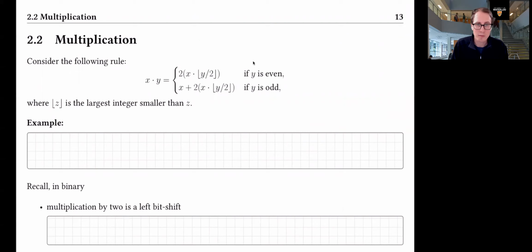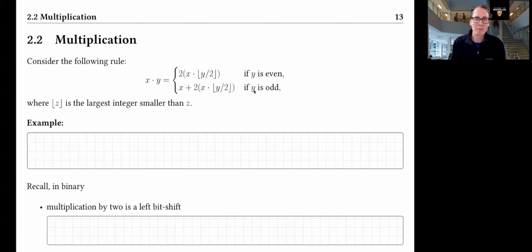It's going to follow from a rule that says the following. If I'm multiplying x and y, that's the same as multiplying x times the floor of y over 2, multiplied by 2, in the case where y is even, or x times the floor of y over 2 times 2 plus another x if y is odd.